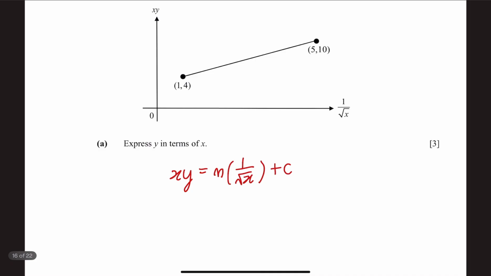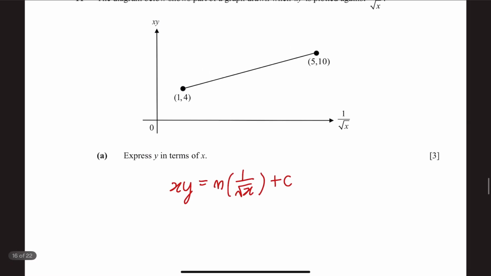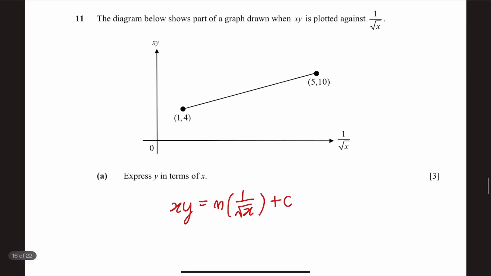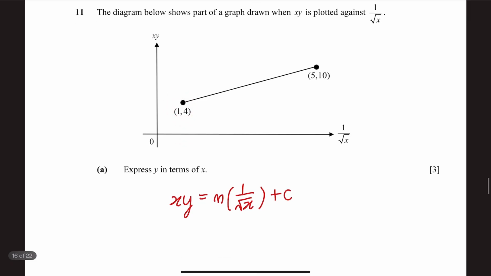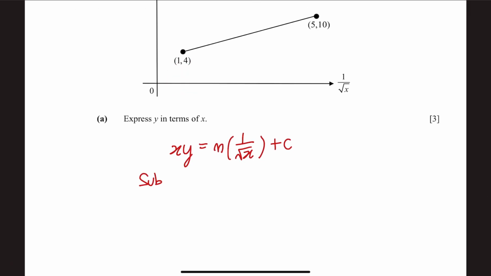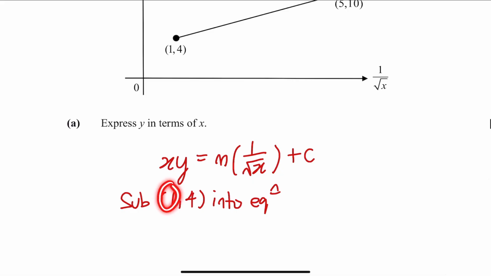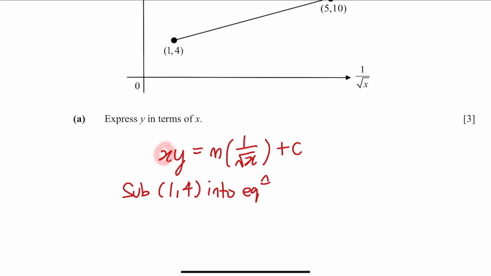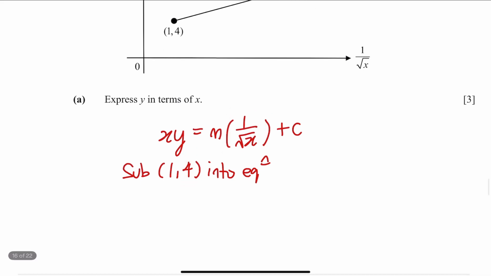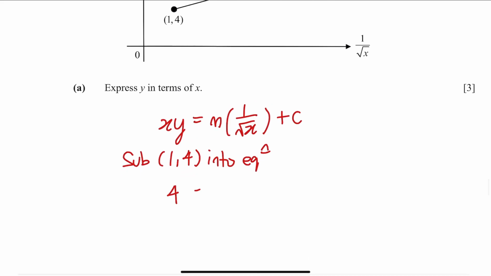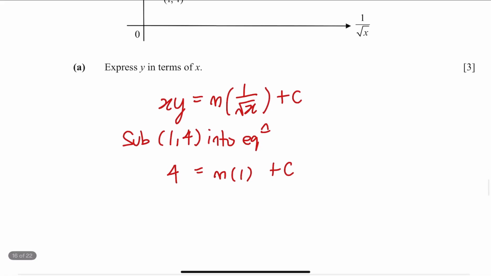Since (1, 4) lies on this graph, I can sub (1, 4) into the equation. Take note, the 1 over here is my x coordinate, but this is not the small x. This is actually 1 over root x, and this value represents xy. So 4 is equal to m times 1 plus c. Therefore, 4 is equal to m plus c.